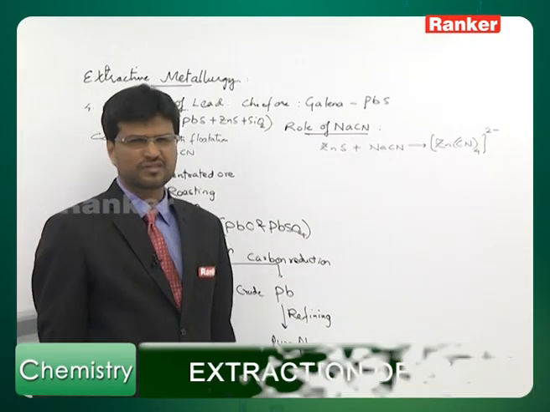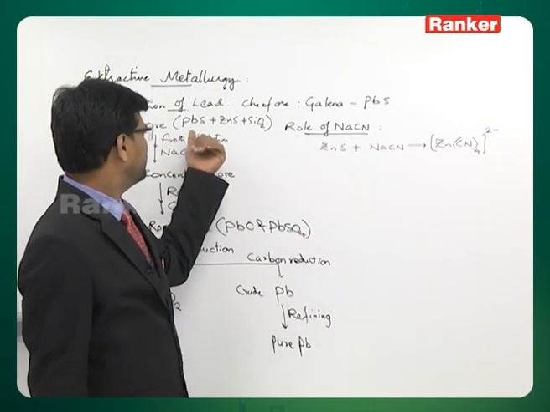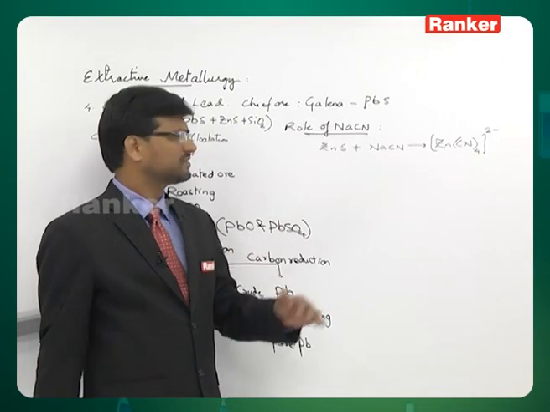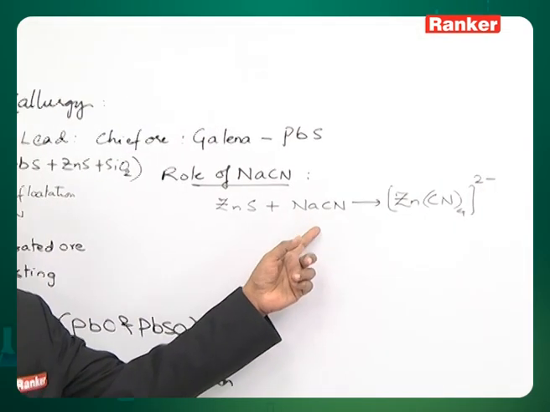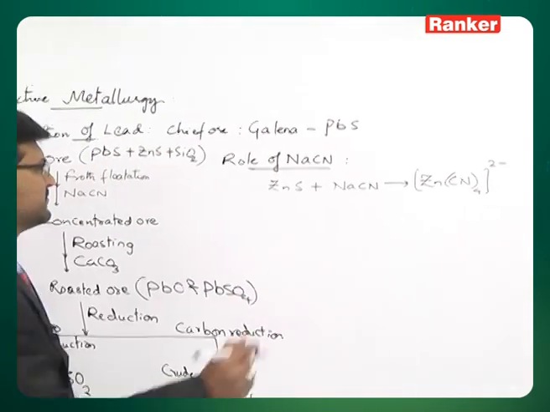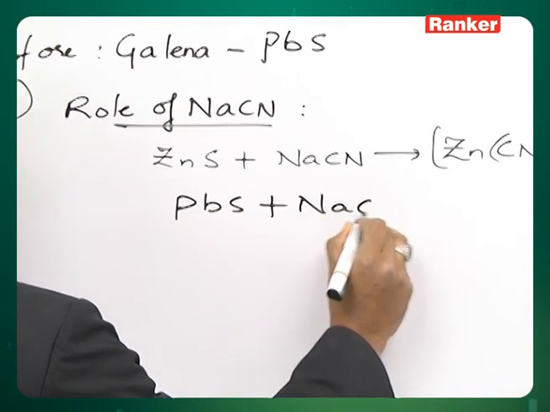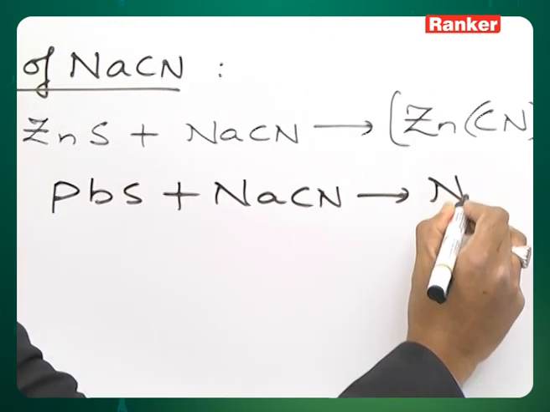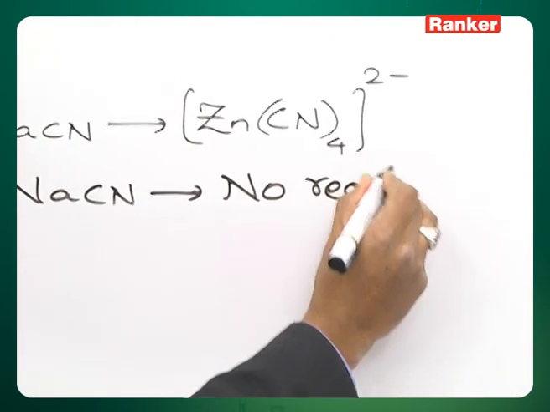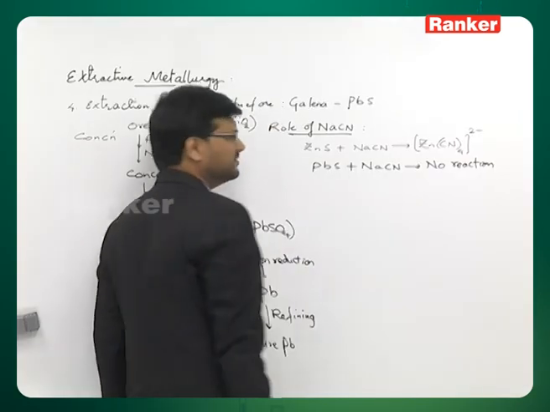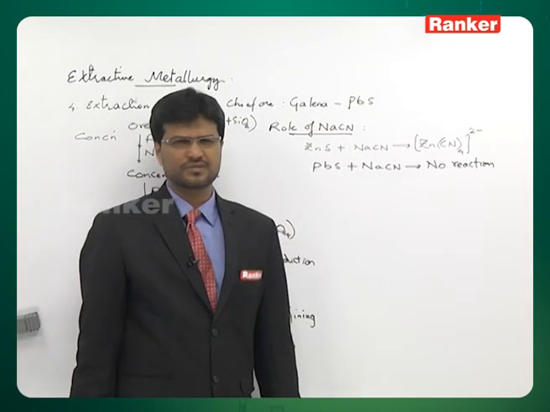stick to the froth during froth flotation. Only PbS will stick to the froth. The advantage is PbS will not react with NaCN. PbS plus NaCN, no reaction. It selectively reacts with ZnS and transforms it into a soluble complex.